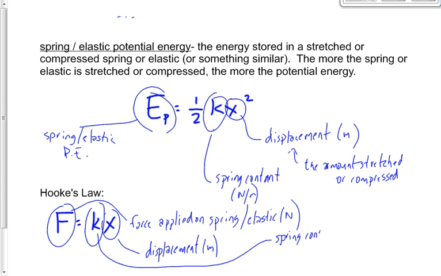So most times you get one of these problems, you're going to say Ep is equal to 1/2 kx squared, and you're going to solve for whatever you need to find. Sometimes you need to find k first to plug into that equation. If that's the case, go to Hooke's law, get k, and then plug that value of k into my potential energy equation. And then go from there.